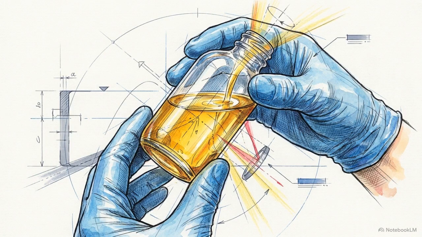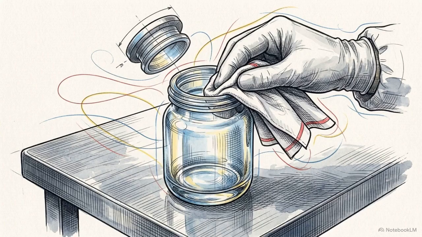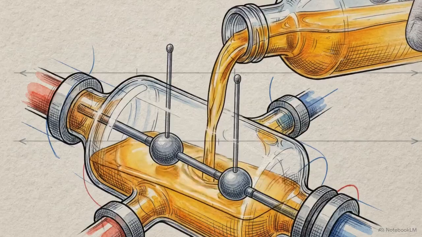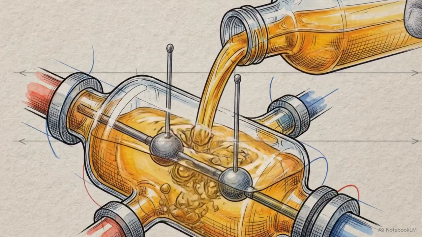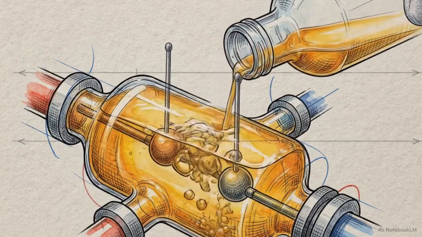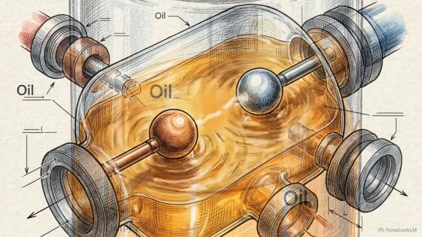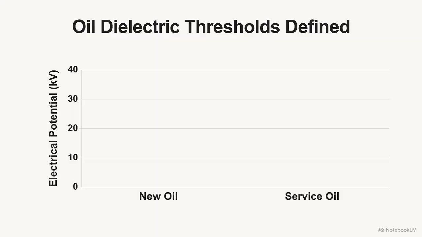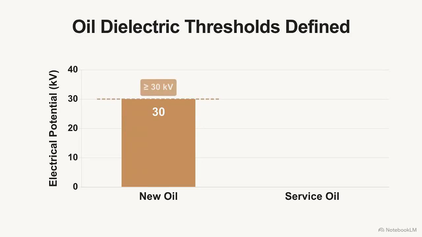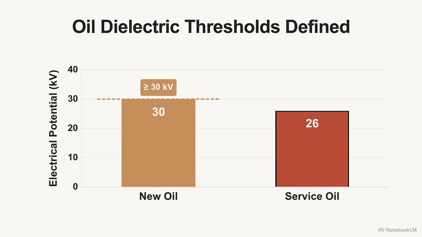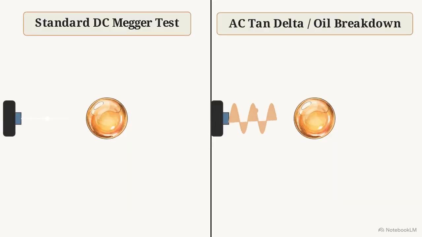Test 6 measures the oil dielectric breakdown voltage. The process starts by cleaning a test cup with dry hydrocarbon solvent, filling it with the oil sample, and allowing it to rest for 3 to 5 minutes so all internal bubbles clear. Voltage is then applied at a specified ramp rate until complete dielectric breakdown occurs across the sample gap. New insulating oil must withstand at least 30 kilovolts. For oil already in service, the threshold is strictly above 26 kilovolts. AC tan delta and oil breakdown tests are mandatory because they expose microscopic moisture and conductive flaws that standard DC megger tests simply cannot detect.